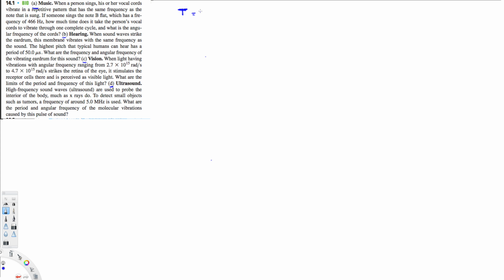So we need to find the T and the omega, and they have provided the frequency, 466 Hz. So from this one, we can directly say that the period is equal to 1 over f. It's easy to find 1 over f, and we simply have to do direct substitution. So this is going to be 1 over 466, and that gives us 2.15 times 10 to the power of minus 3 second.